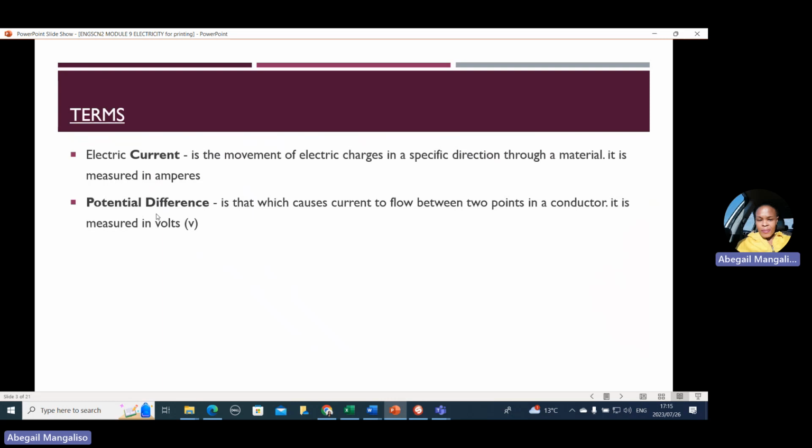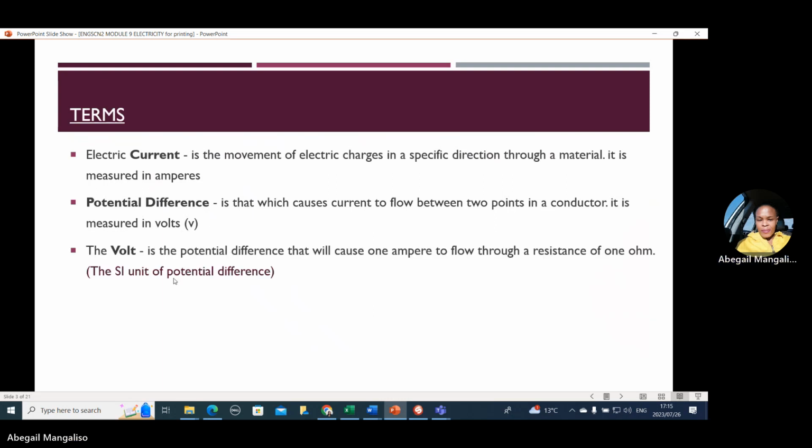Potential difference. The symbol used to calculate potential difference is V. It is that which causes current to flow between 2 points in a conductor. It is measured in volts. The symbol to calculate potential difference is V, and the SI unit symbol is also V. A volt is the SI unit of potential difference. It is the potential difference that will cause 1 ampere to flow through a resistance of 1 ohm.